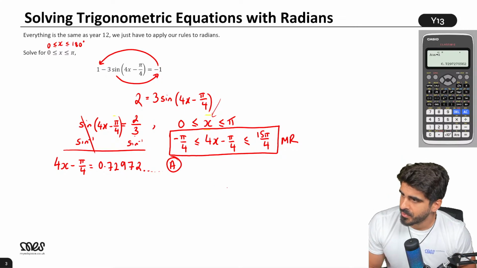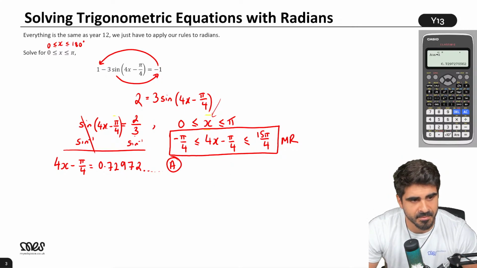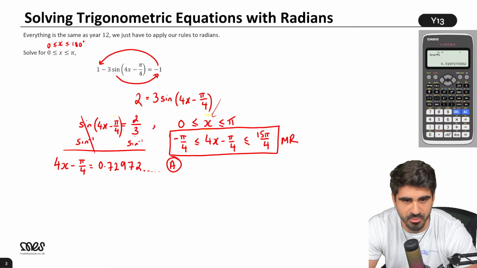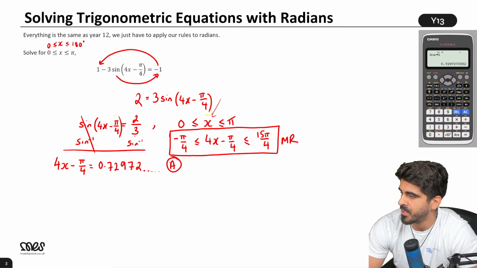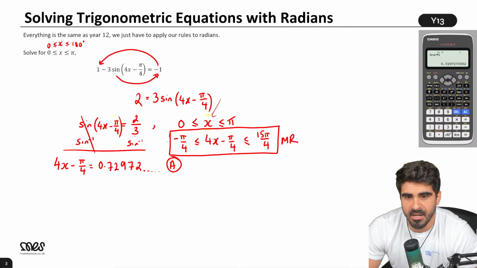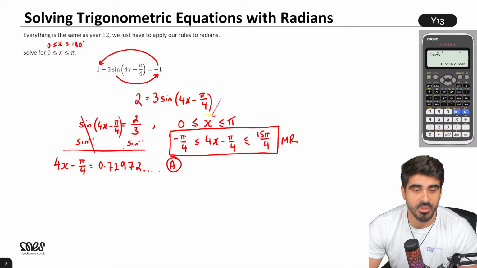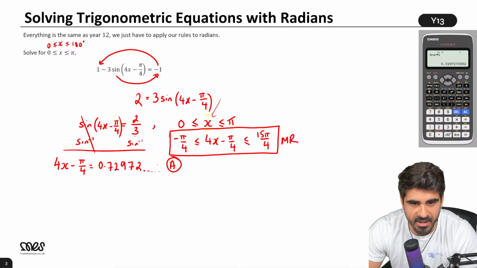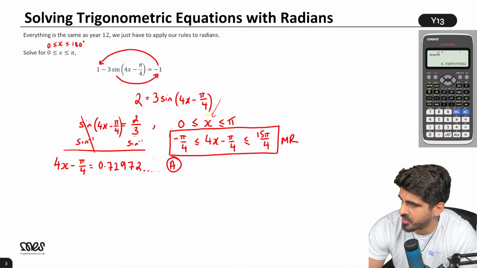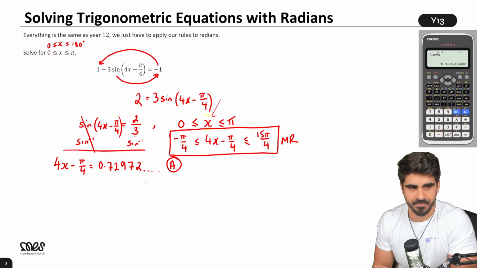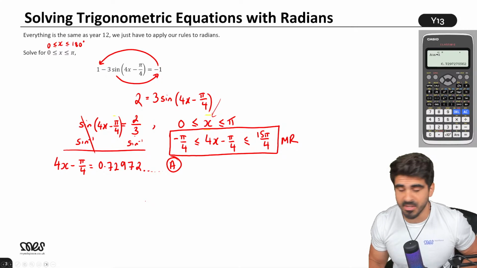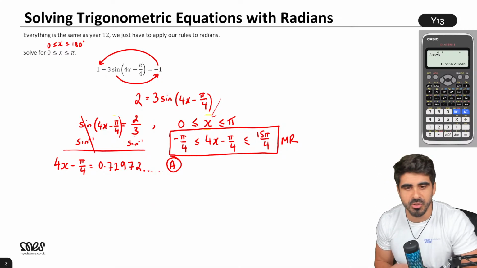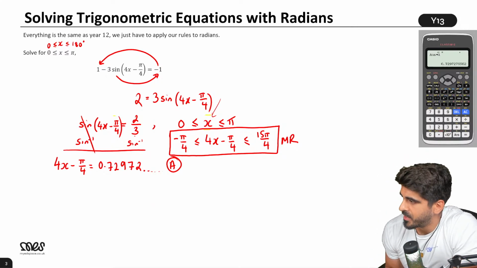Now, we have just done inverse sine. So this is known as the primary value. Who knows how to find the secondary value for sine? You can do it in degrees if you want, so like what you're used to in year 12.